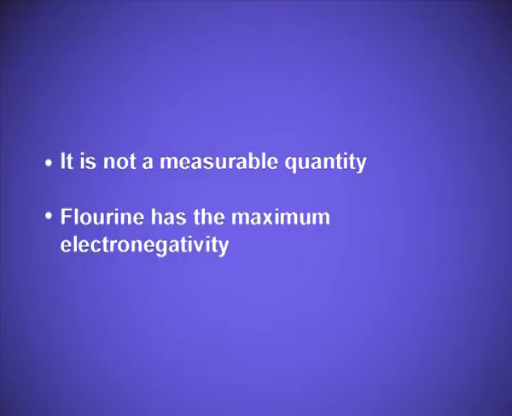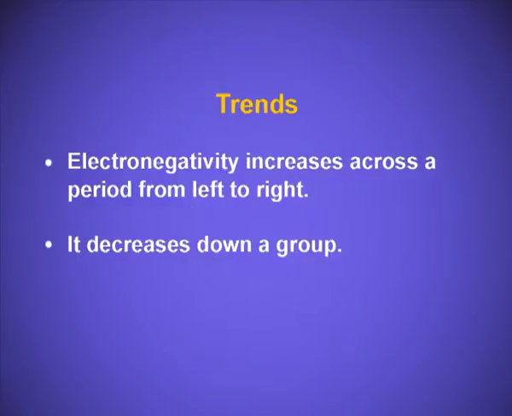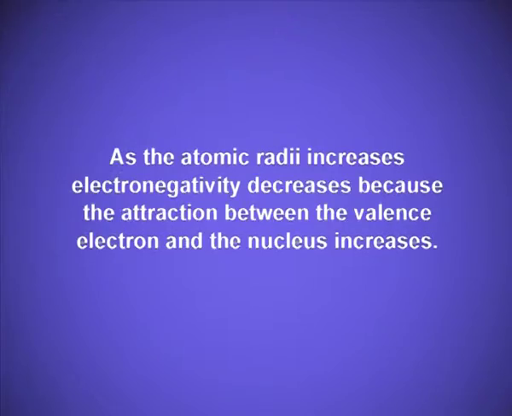Fluorine has the maximum electronegativity. Electronegativity increases across a period from left to right and it decreases down the group from top to bottom. Again, the reason behind it is the variation of the atomic radii. As the atomic radii increases, electronegativity decreases because the attraction between the valence electron and the nucleus decreases. Let me give you a quick recap of the trends of atomic radii, ionization enthalpy and electron gain enthalpy.